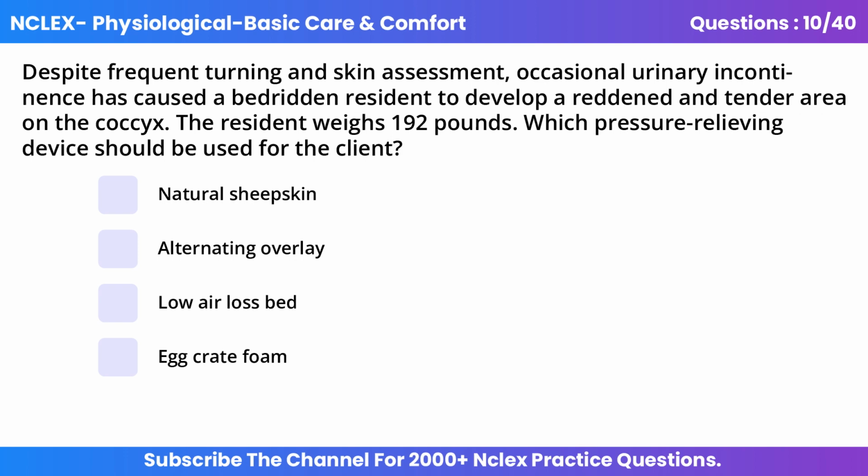Question 10. Despite frequent turning and skin assessment, occasional urinary incontinence has caused a bedridden resident to develop a reddened and tender area on the coccyx. The resident weighs 192 pounds. Which pressure relieving device should be used for the client?